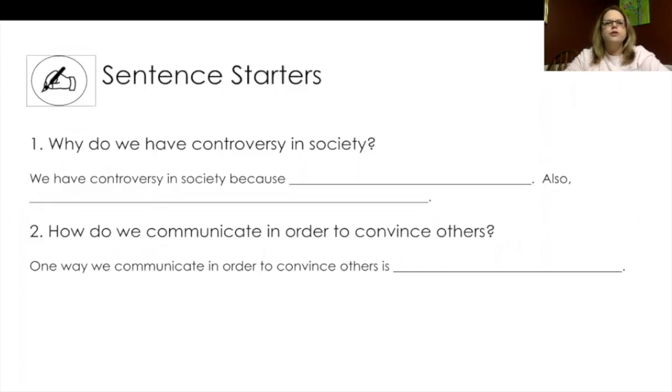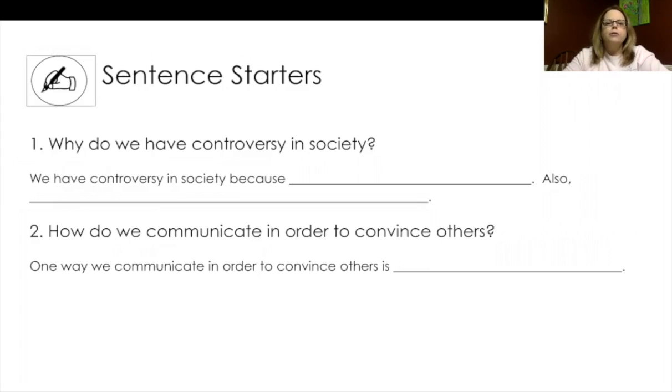So the first question is, why do we have controversy in society? Well, we have controversy in society because we have different points of view. Also, we have different experiences and ideas. So everybody's different, which makes everybody's ideas different.